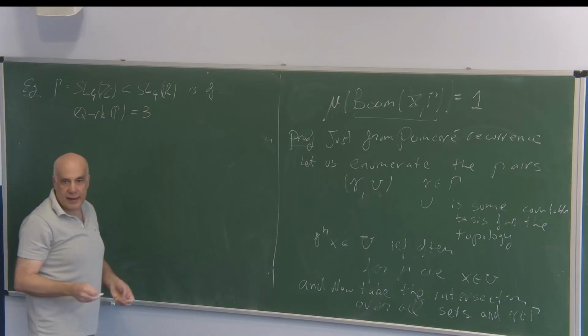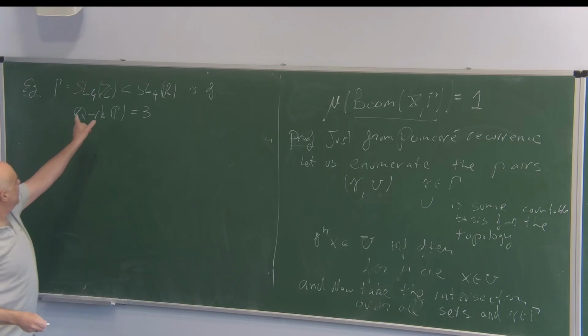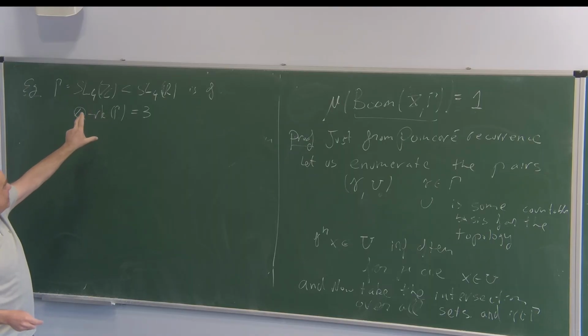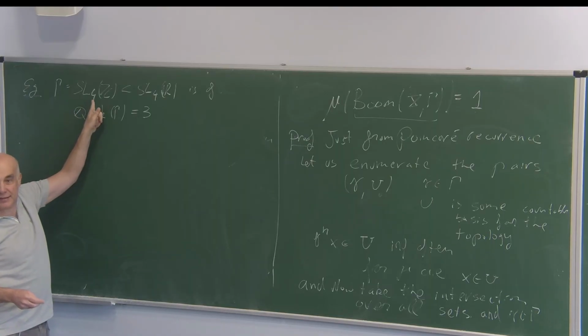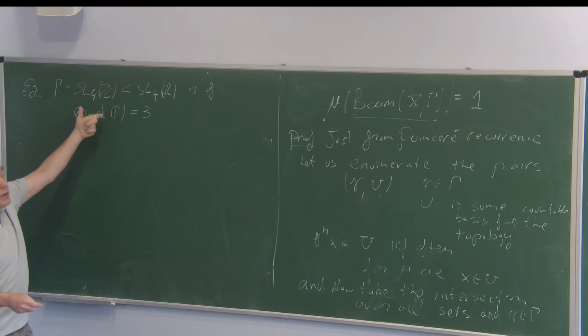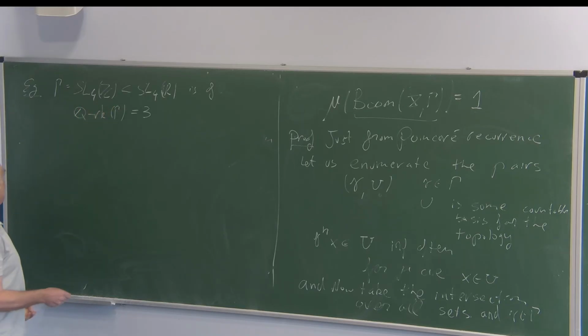Okay, and it's kind of a nice exercise: try to find a 3-dimensional abelian diagonalizable subgroup inside this SL4(Z). So our theorem definitely works for this group.